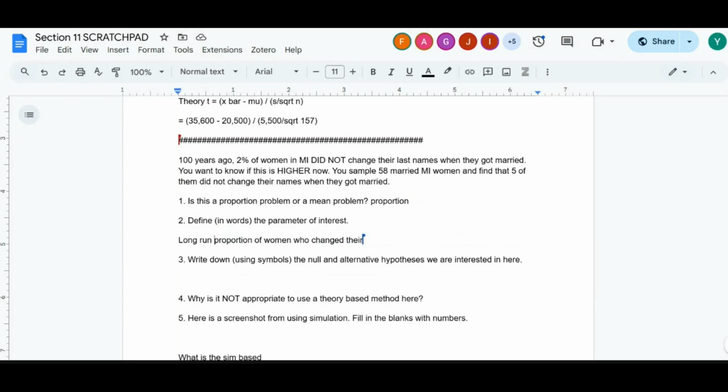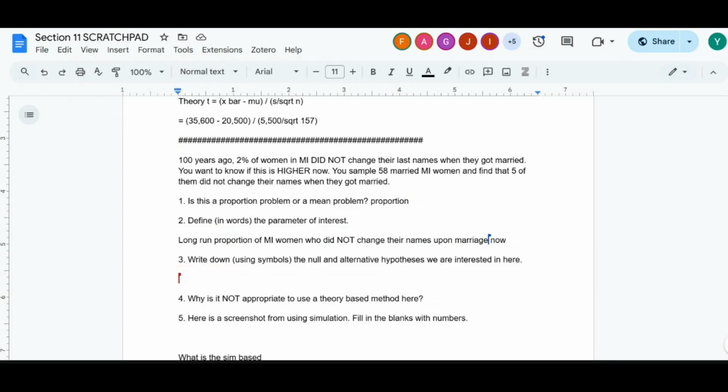But here's a word of advice. Since the whole thing is phrased in terms of did not, always align your definition to the data that's given to you. The long run proportion of women who did not change their names upon marriage. And I would be more specific. I would just say which women, the Michigan women. The long run proportion of Michigan women who did not change their names upon marriage.